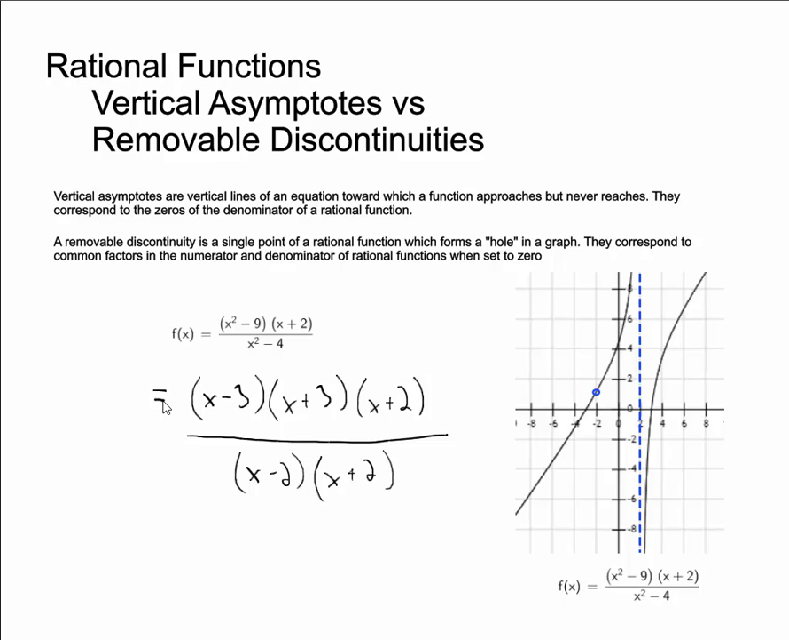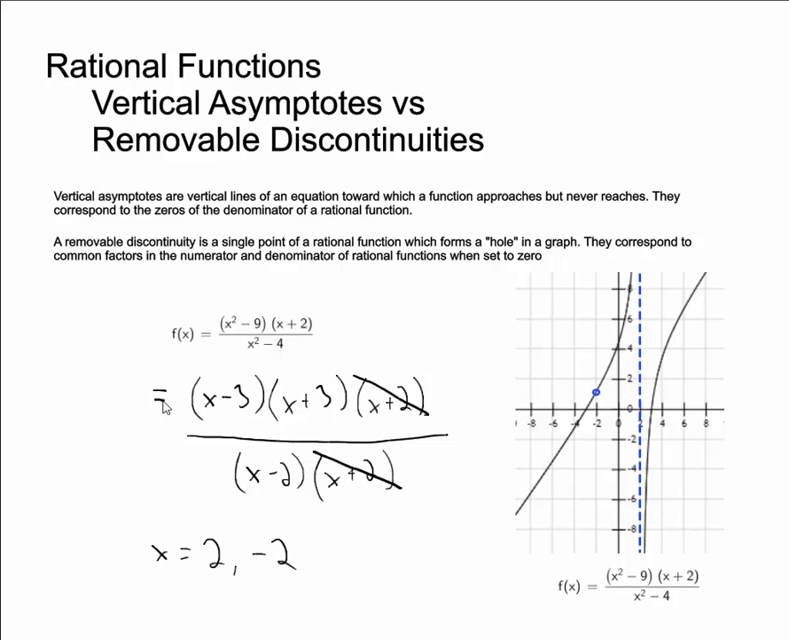Okay, so for vertical asymptotes and for removable discontinuities, we have to look at the denominator. So when we set the denominator equal to 0, we would have either x is equal to 2 or negative 2. So which of those values is going to form a removable discontinuity and which is going to form a vertical asymptote? Well, we can see that x plus 2 is both in the numerator and the denominator, so effectively those terms are going to cancel each other out.